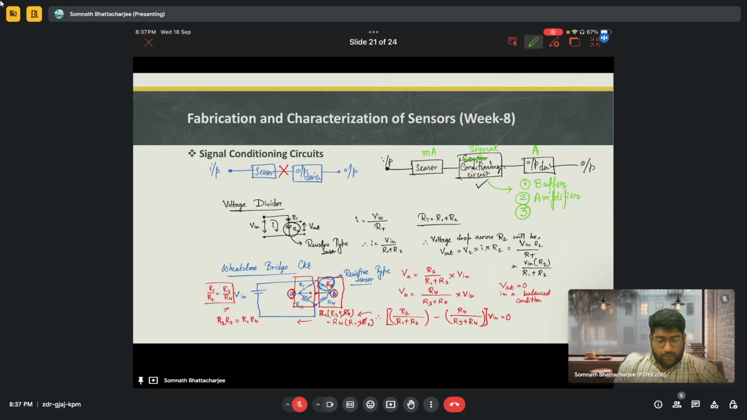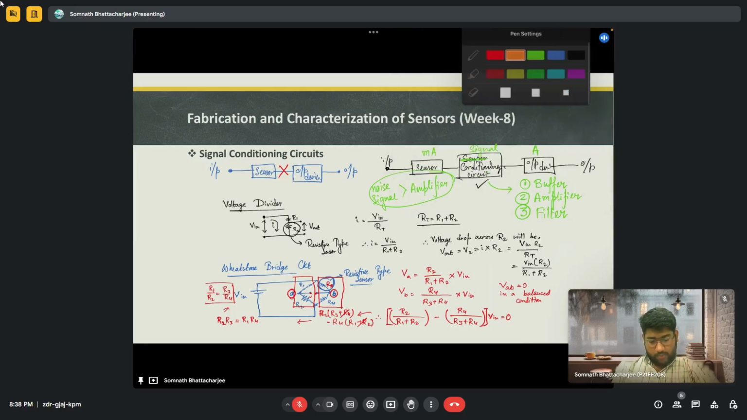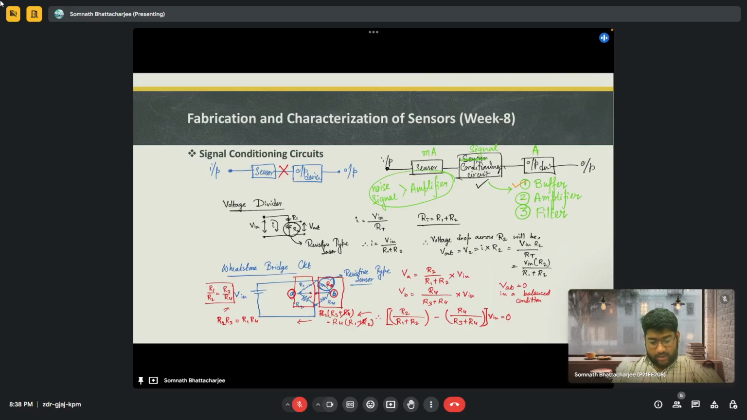Okay. So what will happen in this case is that not only the signal, your noises will also get amplified. Now, to remove these noises from getting amplified, we need a filter. That's it. So these three are the building blocks of a signal conditioning circuit: the buffer, the amplifier, and also the filter. Okay. So there are several basic circuits, like in the previous class, I have already discussed. So that's why I have just directly written that down here first.